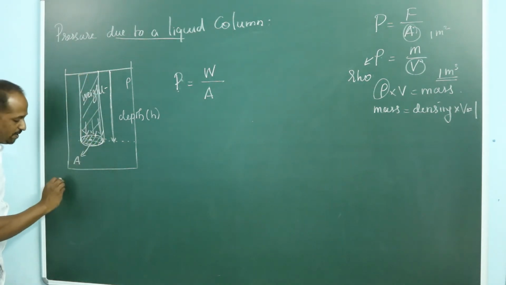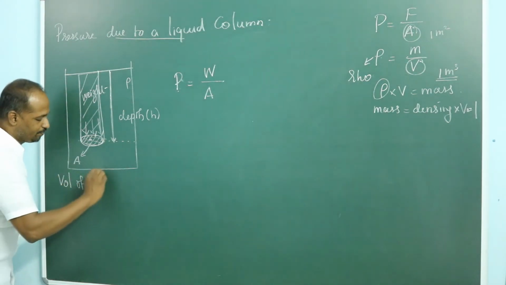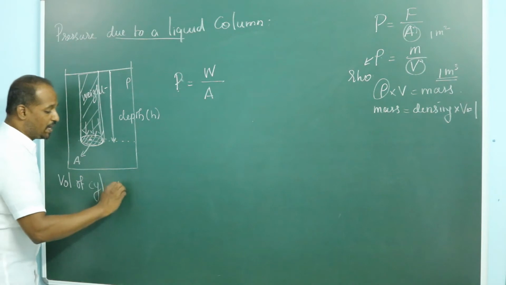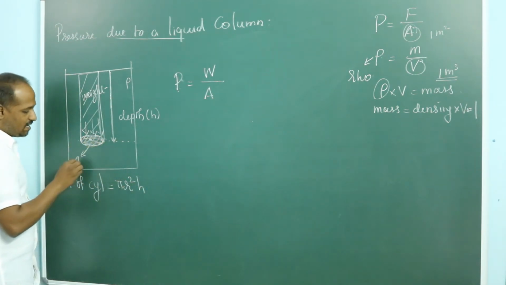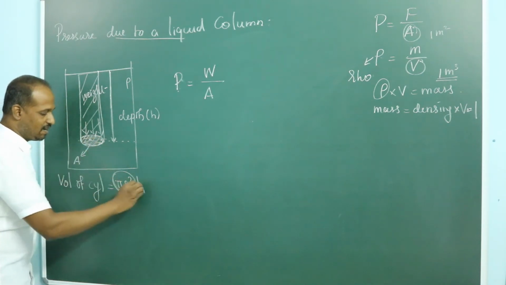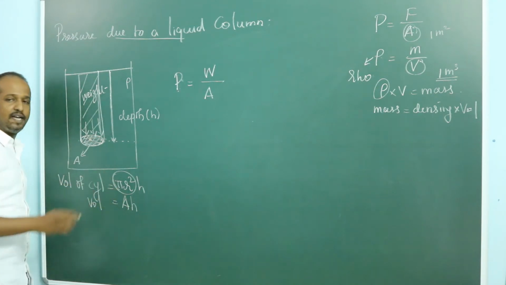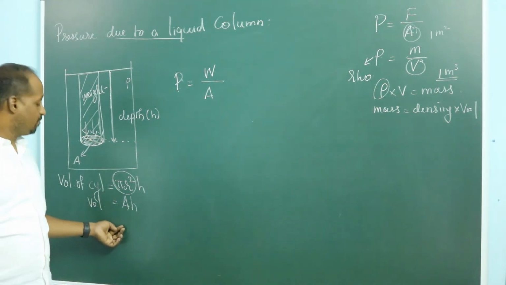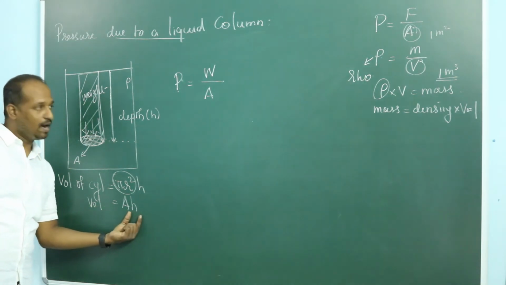The volume of the cylinder is equal to pi r square h. If you assume this area as A, so this pi r square is the base area into height. So the volume of any object can be written as area into height, except for the sphere. So its volume is area into height.